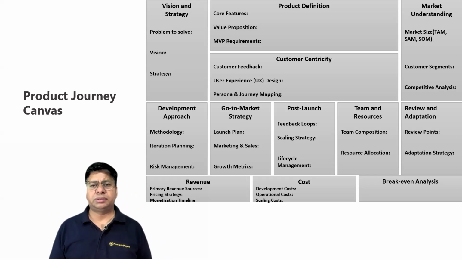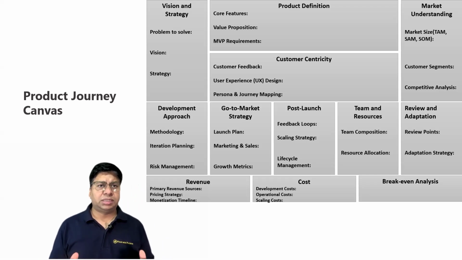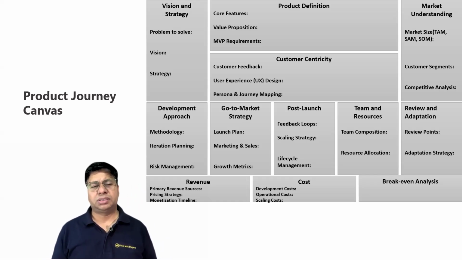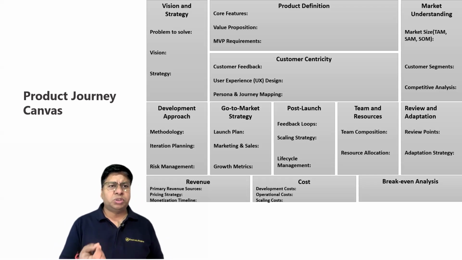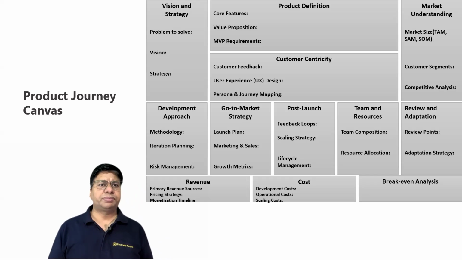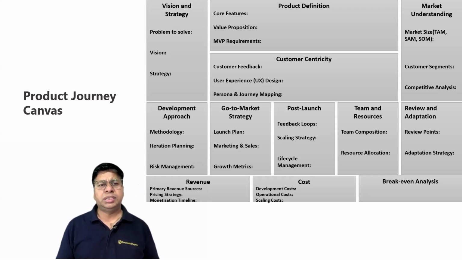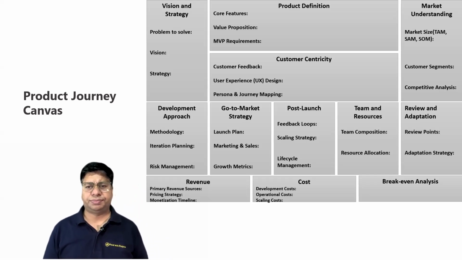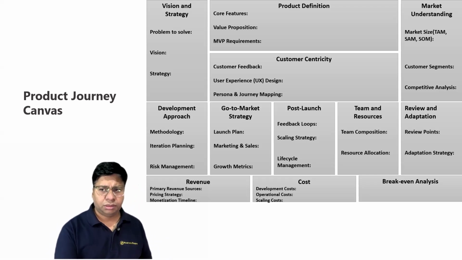What is the plan? And the third in this section is persona and journey mapping. This is one of the important ones. Who are your users? Write down all the users and link them with personas. And what is the journey of your user or your persona with respect to your product?